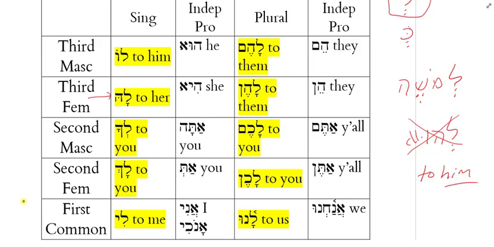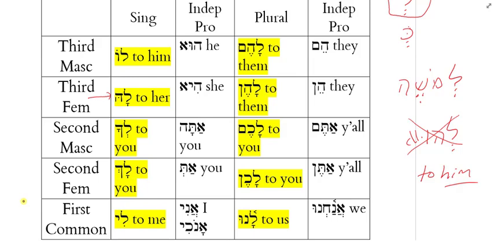That is the only form on the singular side that is common. That is, if I'm a woman and I say give that to me, I'm going to use the same form as if I'm a man and I say give that to me. Li and li. All right? It's a first common singular form. Look at the plural forms.